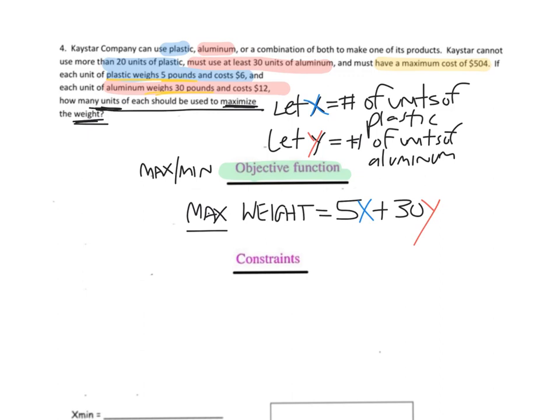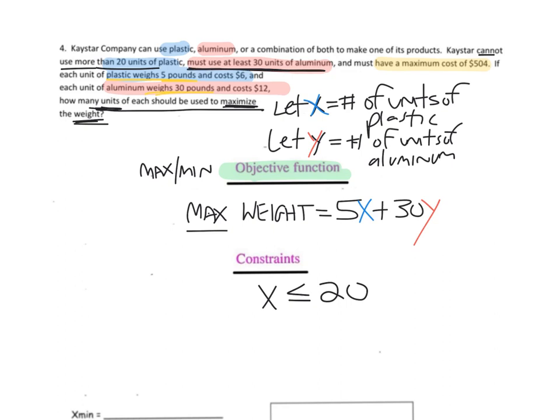Now we need to write a series of constraints, inequalities, that represent what's going on in the story. And we'll go sentence by sentence. The first sentence gives you the let statements. It says they cannot use more than 20 units of plastic. So since X is the number of units of plastic and they cannot use more than 20, that means they have to stay less than or equal to 20. So that's our first constraint that we're going to write. X is less than or equal to 20.